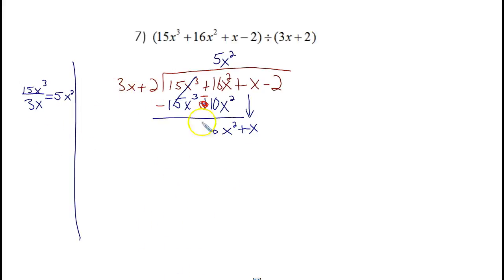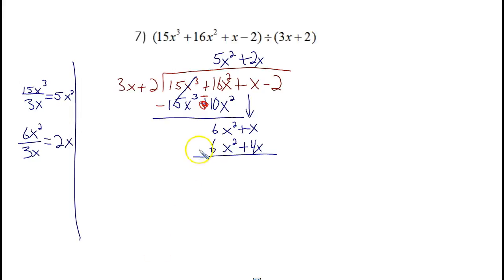This time 3x and 6x squared are the two terms that I divide. 3x goes into 6x squared 2x times, and that's a positive 2x, so up on top here I put plus 2x, and then I multiply. 2x times 3x is positive 6x squared. 2x times 2 is positive 4x.